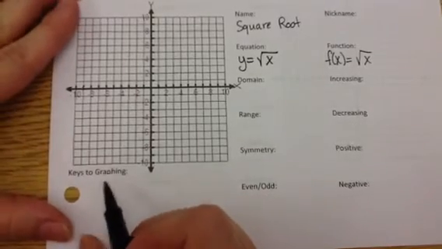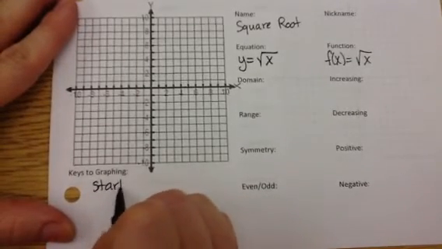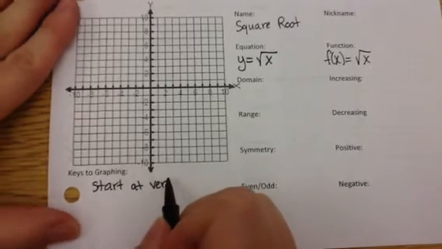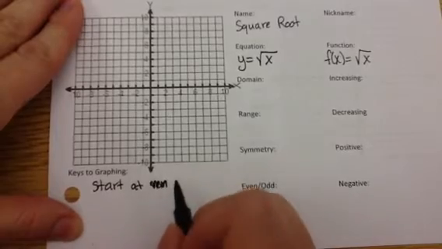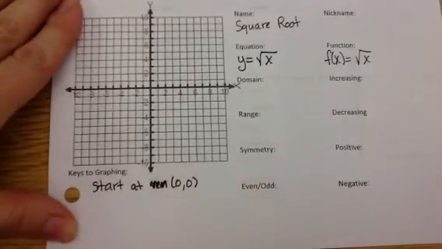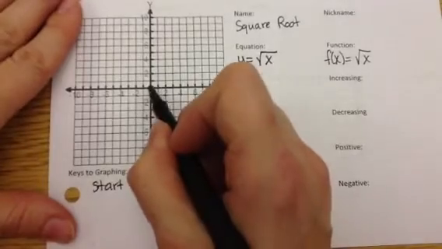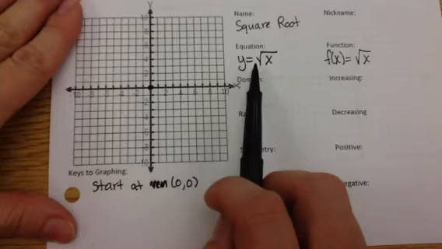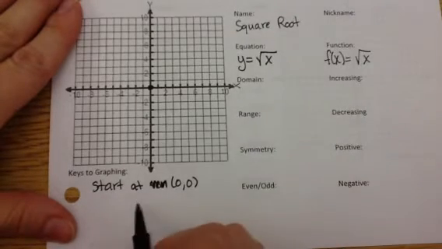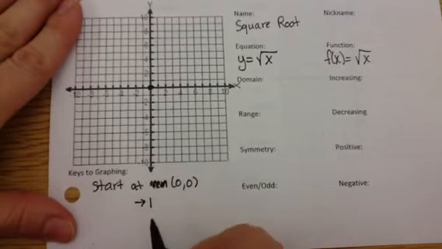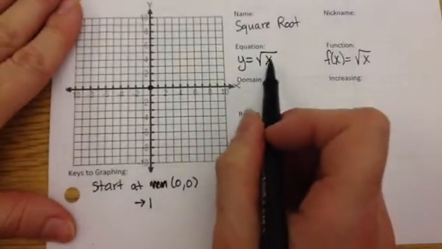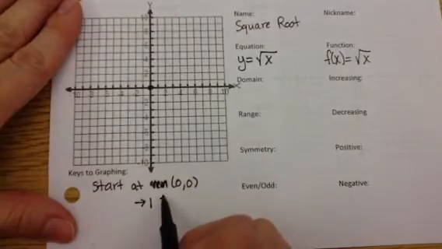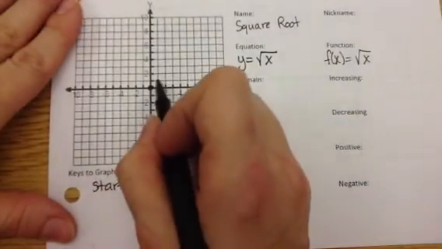The keys to graphing a square root function, just like we did with the quadratic function, we're going to start at the vertex. Well, it's not really a vertex, so I won't call it that. We're going to start at 0, 0, really. So we're going to put a point at 0, 0. Now, if you think about the equation, the square root of x, the next value that I'd want to put in for x would be the perfect square. So I'm going to go over to 1 on the x coordinate. If I put 1 in, when I take the square root of it, I get 1 out for y. So I would go over 1 and up 1.